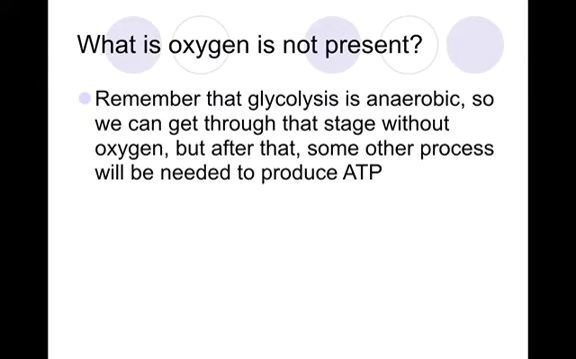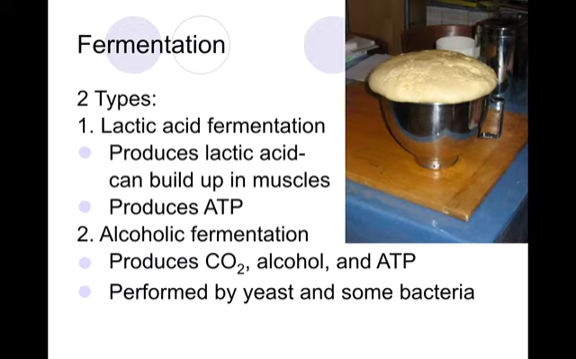So what if oxygen is not present? Well, remember that glycolysis is anaerobic, the very first step. So we can do that and you get a small amount of ATP. But after that, some other processes will be needed to produce the ATP. There are two types of fermentation that can occur. First is lactic acid fermentation, and the byproduct of that is lactic acid. It can build up in your muscles, and it can make your muscles sore, and it produces ATP.